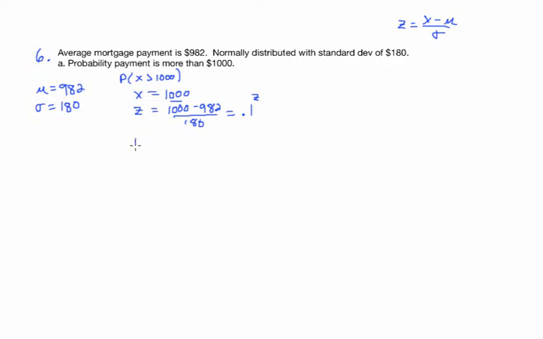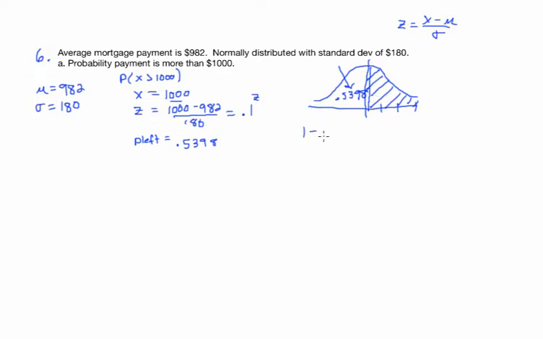So we go to our table and find the probability that we're to the left of that z-score. You put in 0.10 on the outside and look in the middle for the area, and the area is 0.5398. So 0.1, our z-score, is right there. We're looking for more than our z-score. We know that this area is going to be 0.5398. So then to find this shaded area, we'll do 1 minus that.